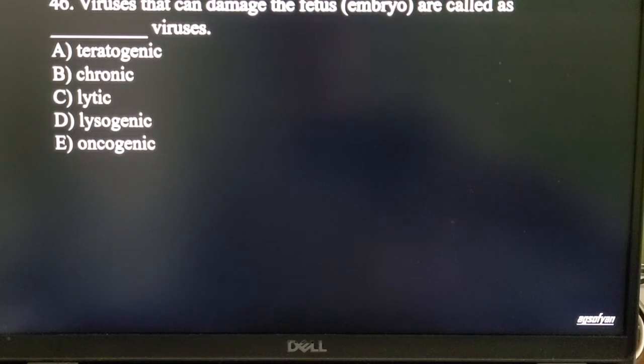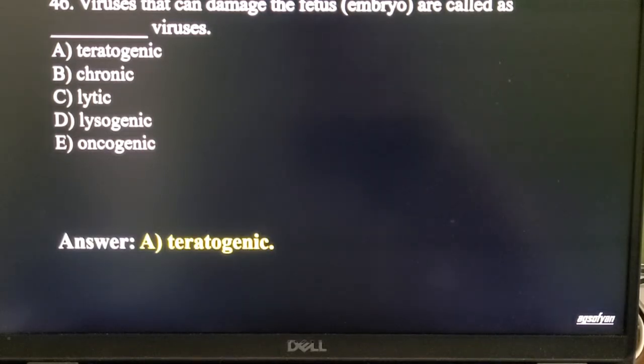Number 46. Viruses that can damage the fetus or embryo are called blank viruses. A, teratogenic. B, chronic. C, lytic. D, lysogenic. And E, oncogenic. Choose your answer. The answer will be teratogenic. Terato means embryo or fetus. So this virus is able to destroy or damage the embryo. Some viruses have this ability.